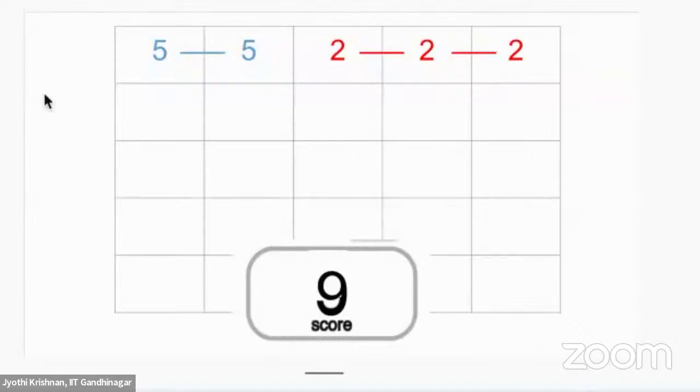Does it make sense why the score on this 5 by 5 grid, with these numbers, is 9? Yeah, okay. So take a minute. Think about this. How many links between 5? How many links between 2?